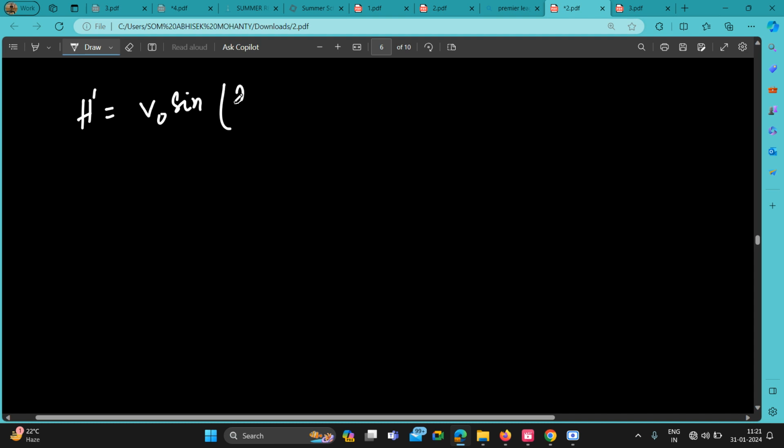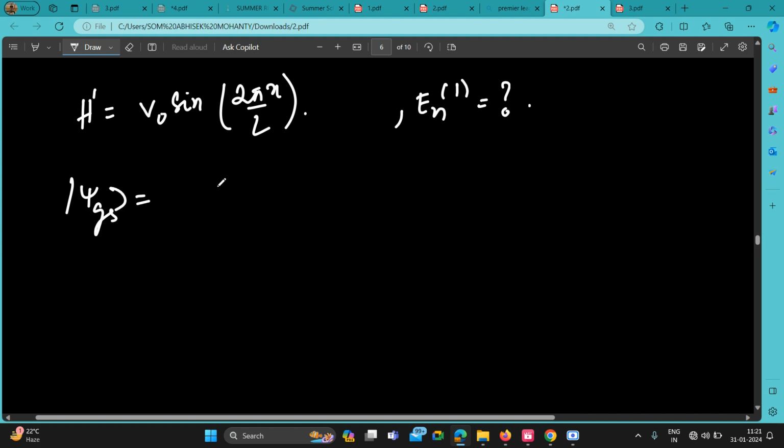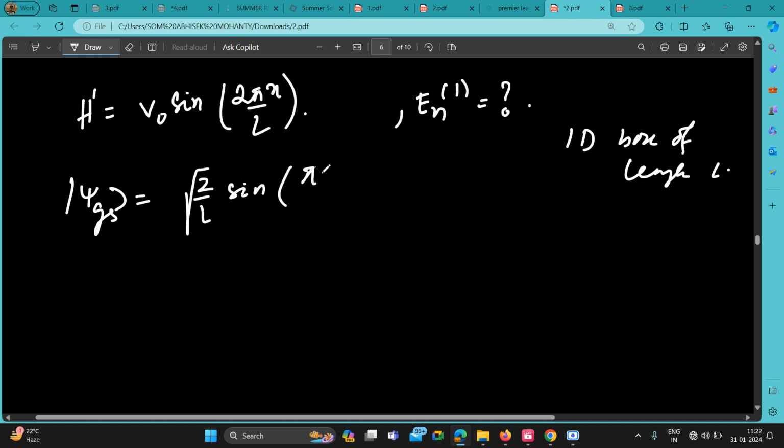Okay. Next question. So there is a perturbation equal to V naught sine 2 pi x by L. Again, your first order correction is asked. How will you solve it? See, psi GS is given. Psi GS is, for this 1D box of length L, root 2 by L sine pi x by L.